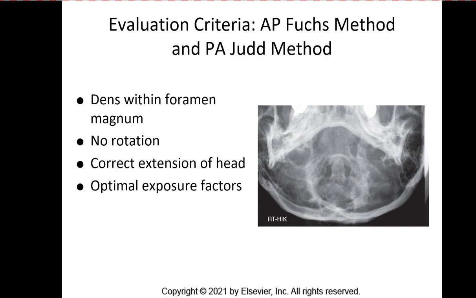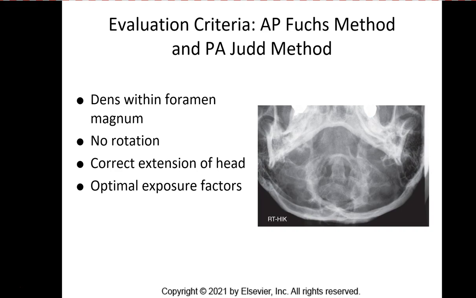You should evaluate for rotation by looking at the mandible. So here is one gonial angle. Here's another gonial angle. Remember, those are the angles of your mandible. Those should look symmetrical. If those angles of your mandible aren't symmetrical, that tells us we have some rotation or even some tilt.